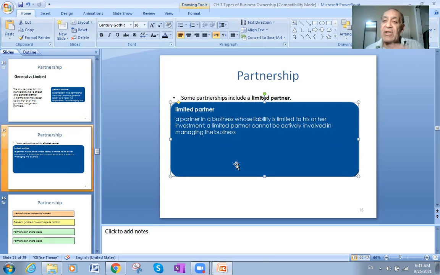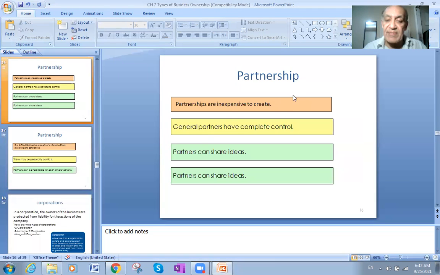So we have a general partner and we have a limited partner in the partnership. The general partner is a manager who's responsible for managing the business. The limited partner, no. The limited is limited only. He has limited liability with the amount of his own investments only. So this is how it works.